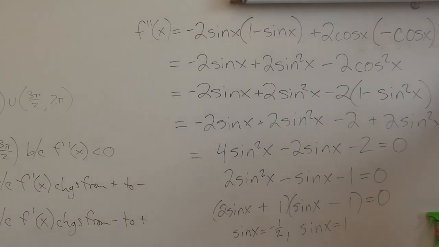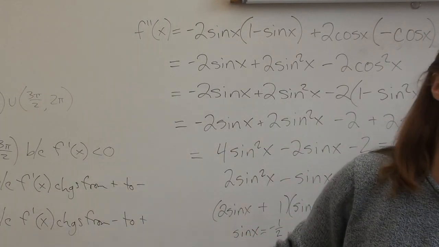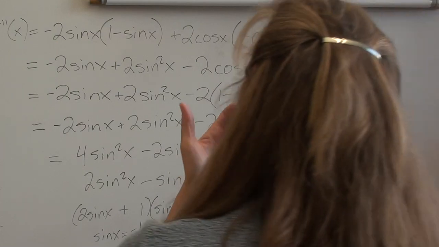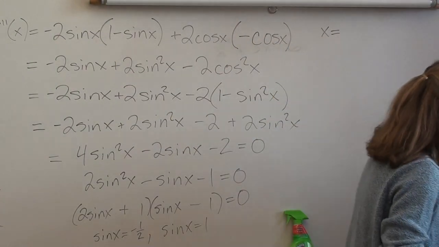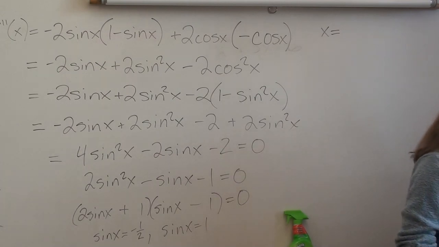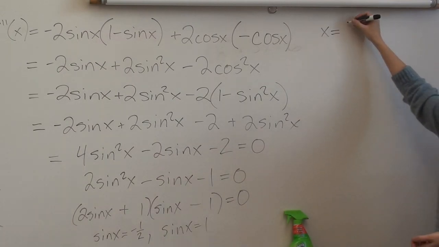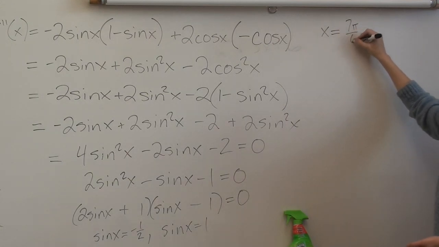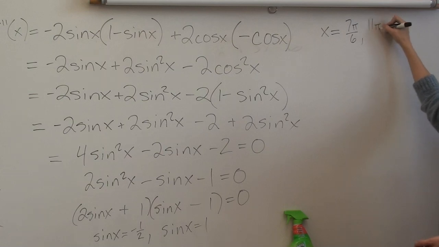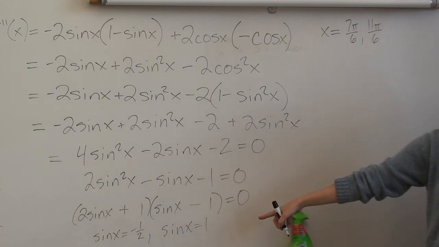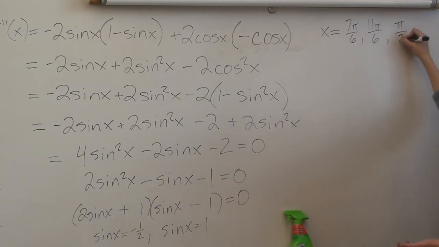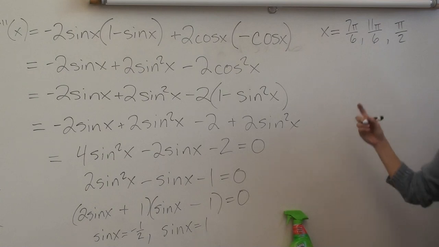All right, so if sine x is negative 1/2, what's the reference angle where sine is 1/2? Pi over 6, right? And sine is negative in which two quadrants? Third and fourth. So we get x equals, what's the pi over 6 angle in the third quadrant? 7 pi over 6 or 11 pi over 6. And then we also need to know where sine is 1. Pi halves. Whoa, we've got 3, and one of them's kind of a toughie.